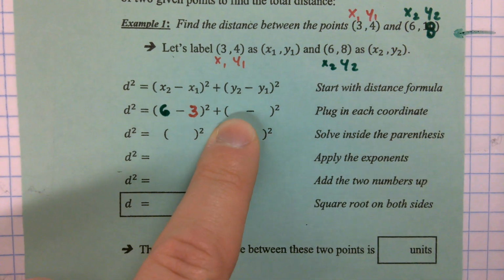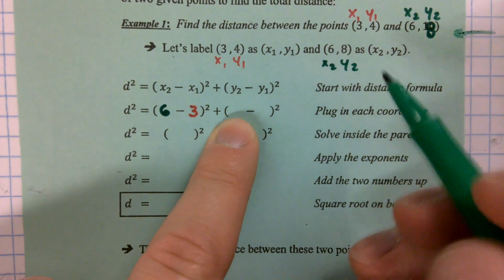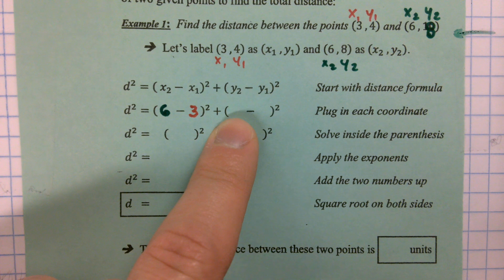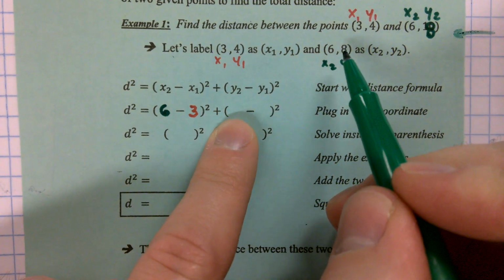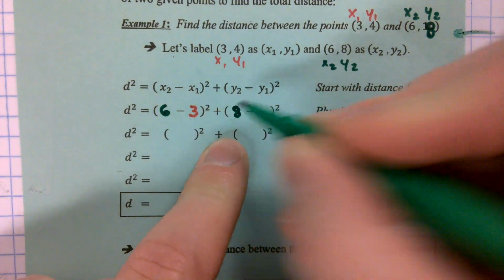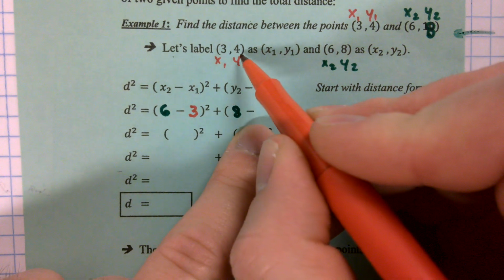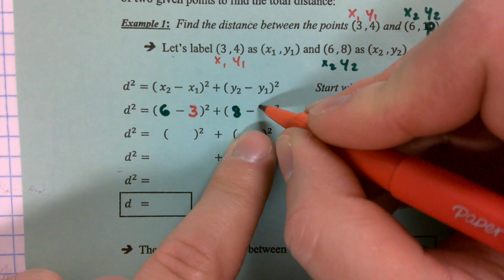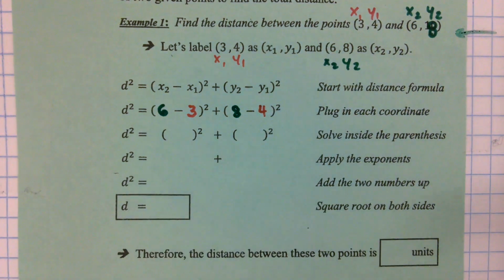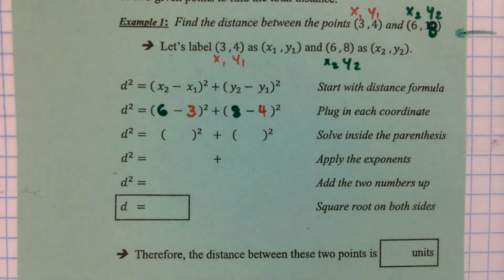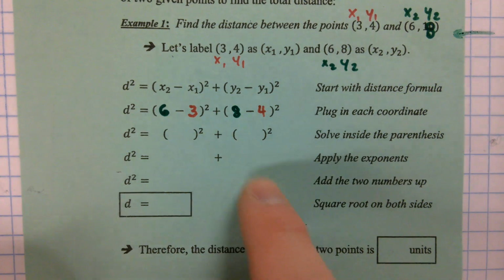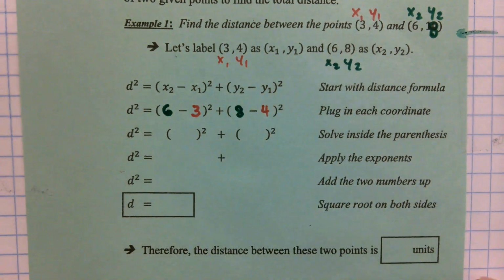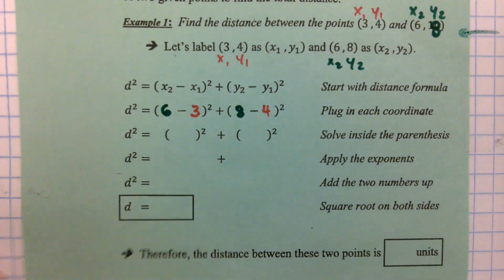What am I going to plug in for y2? 8. Thank you. What about y1? 4. We're just looking. We're not making these numbers up. We're just looking at what we labeled, right? If we plug them in the wrong order, because we're subtracting, we're going to get the wrong answer. So I want to make sure we get that, okay?